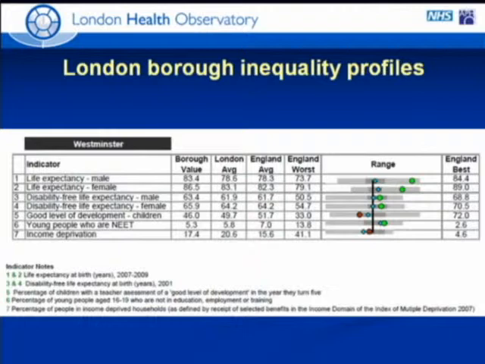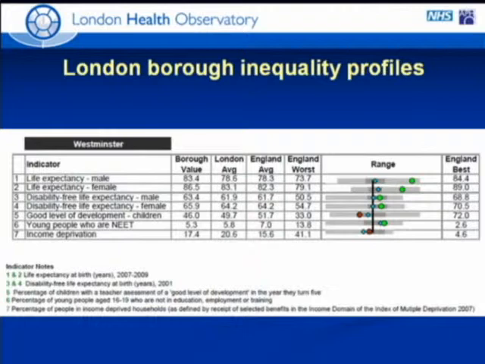So we chose life expectancy, we chose disability-free life expectancy, we chose a good level of development in children, which is basically the percentage of children whose teachers assess that they've got a good level of development in the year that they turn 5. We collect information on young people who are not in education, employment or training, so that was fairly straightforward. And in terms of income deprivation, we looked at the percentage of people in income-deprived households, which is basically those in receipt of benefits.